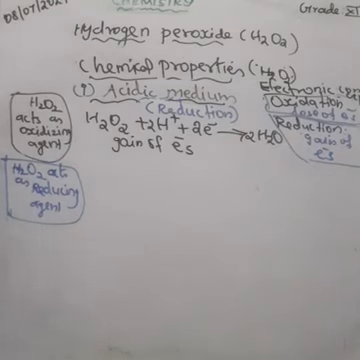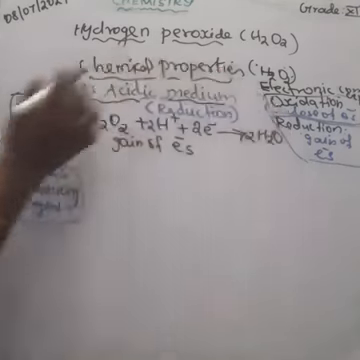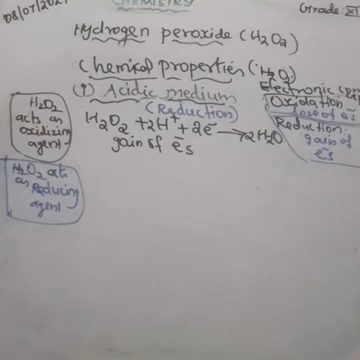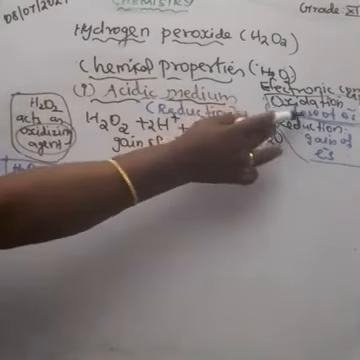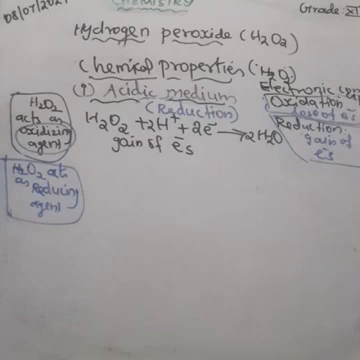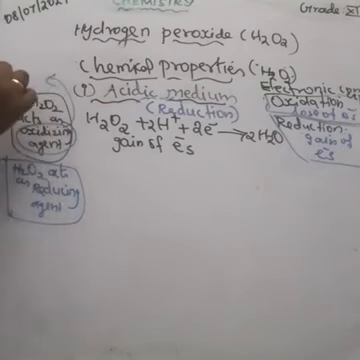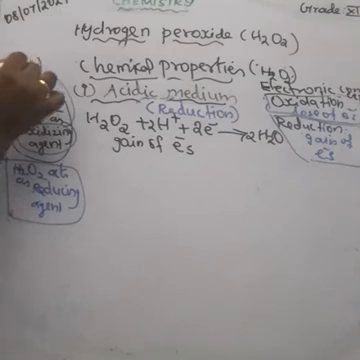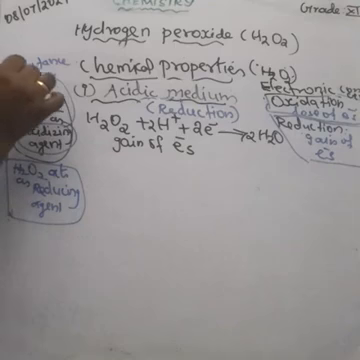Oxidizing agent and oxidation are two different concepts. Oxidizing agent means one of the substances can donate electrons, can give electrons to the other elements or other ions. That is called the oxidizing agent. But oxidation means loss of electron.